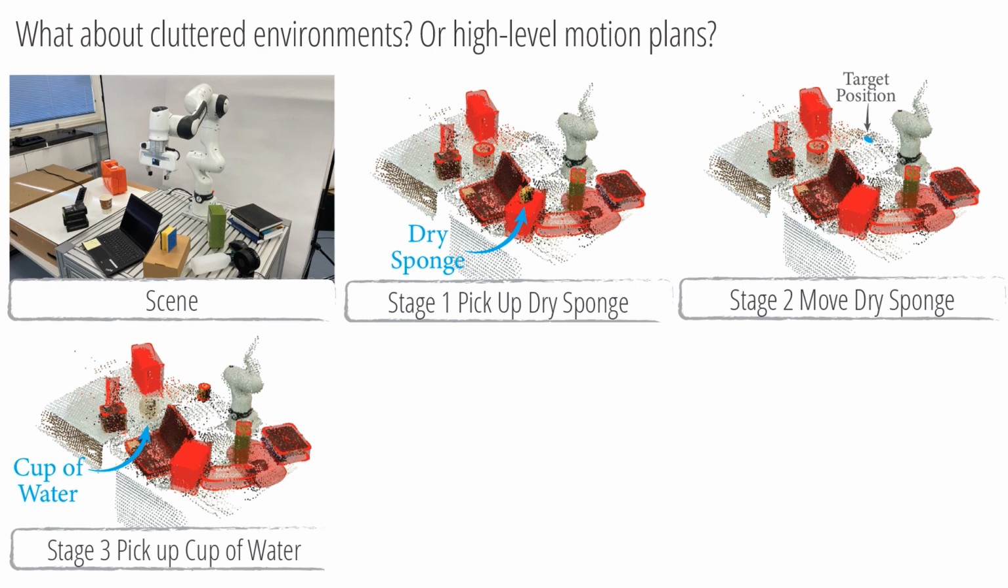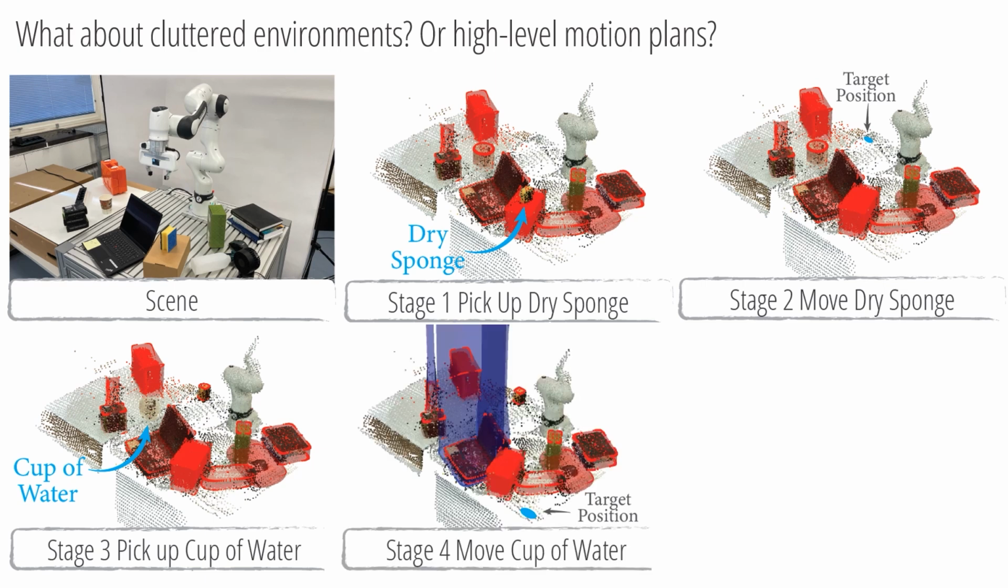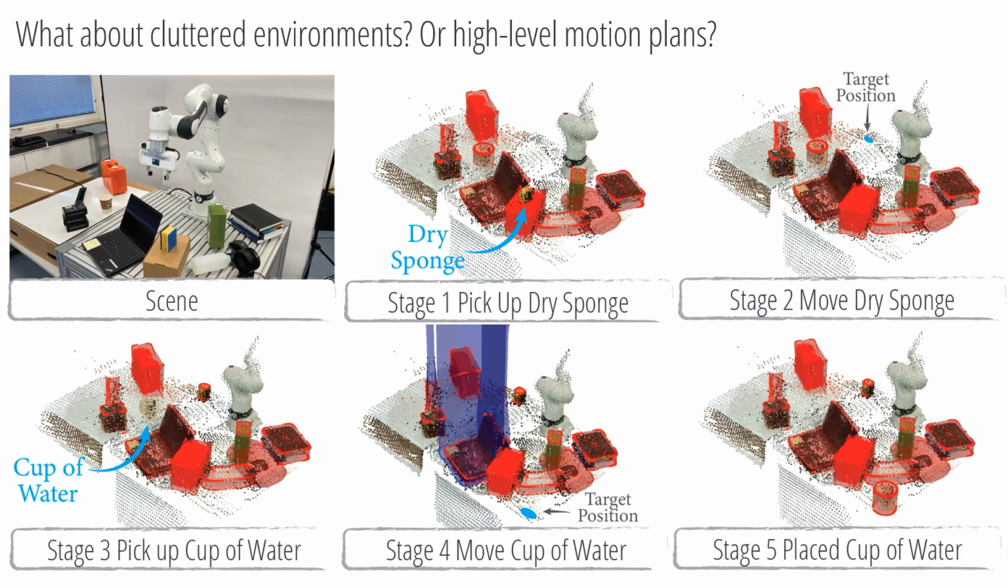Then we task the robot to pick up a cup of water and move it to a new location. Once the robot picks up the cup of water, the spatial, behavioral, and orientation-based semantic constraints become active. They become inactive once the robot has placed the cup of water.